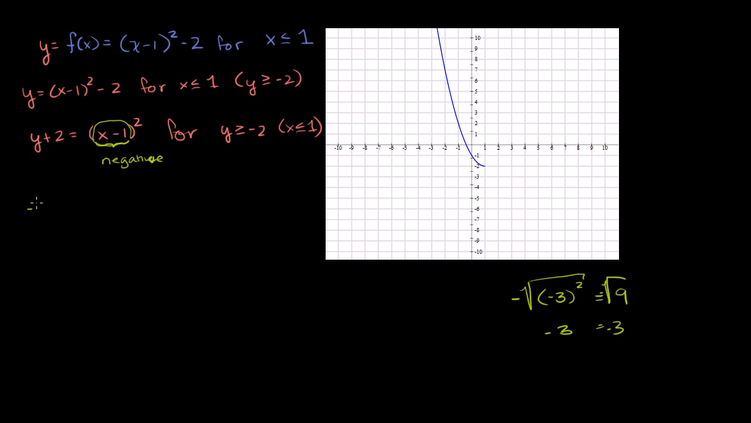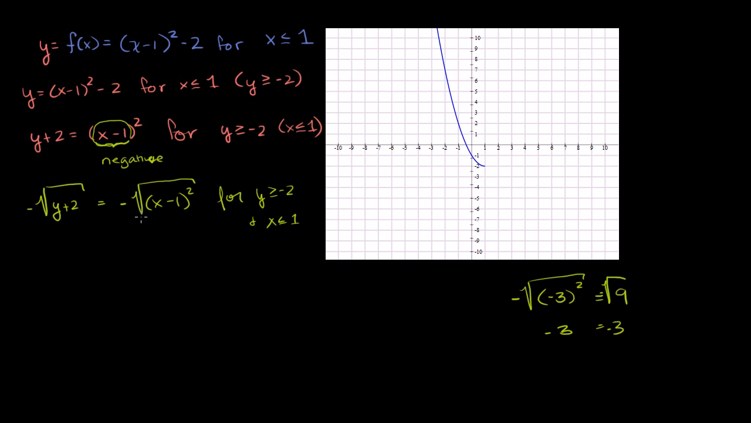So you get the negative square root of y plus 2 is equal to, and I'll write this extra step just so you realize what we're doing, the negative square root of x minus 1 squared, for y is greater than or equal to negative 2, and x is less than or equal to 1. That's the whole reason we're taking the negative square root there.